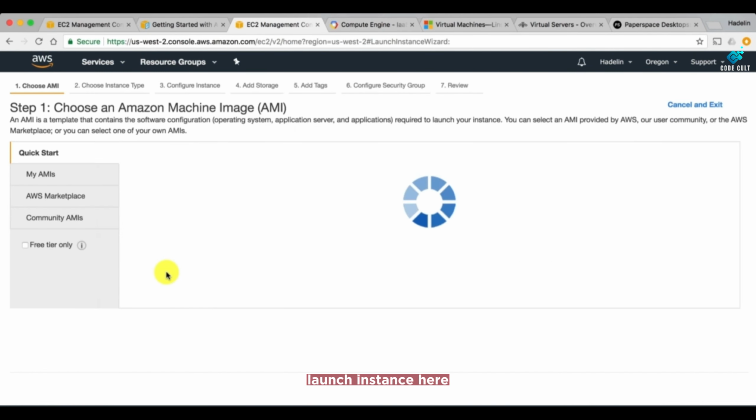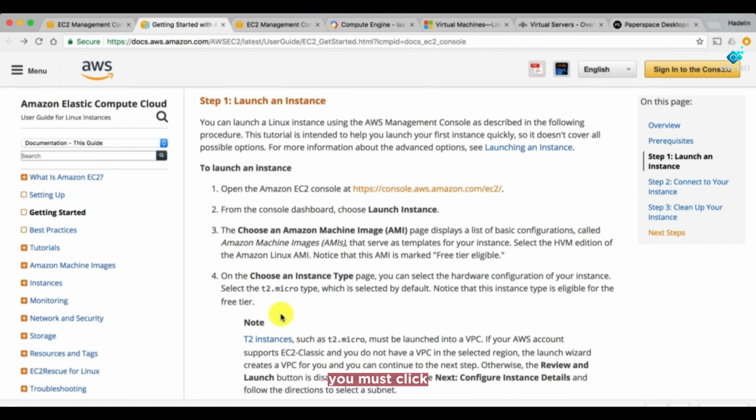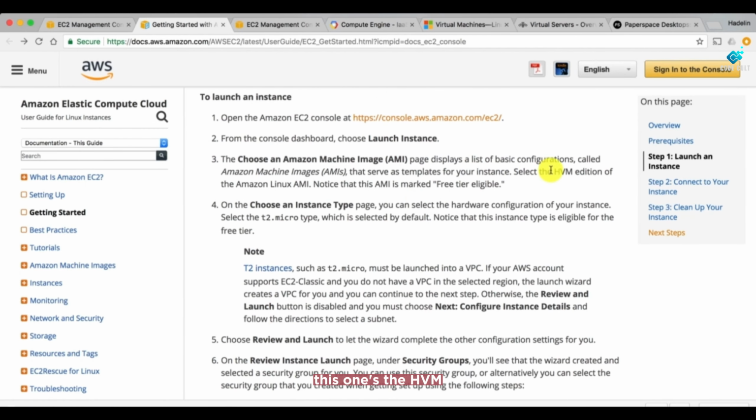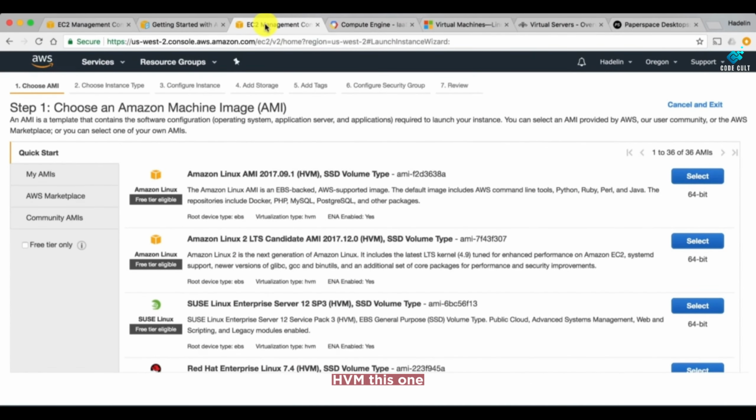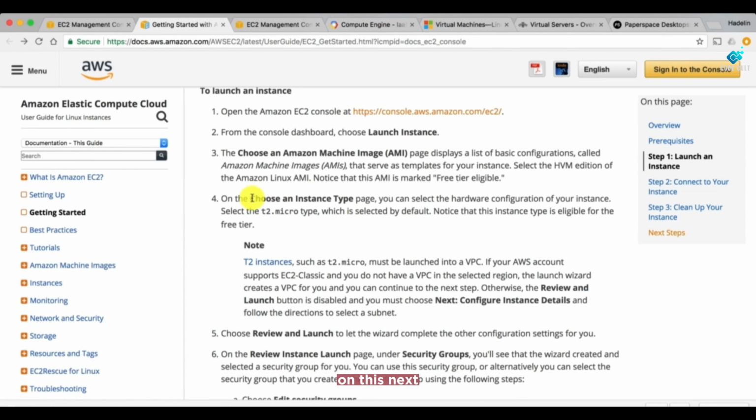If we click on launch instance here, these are Amazon machine images. And they tell you, as I said, the one you must click to get started with, which is this one, the HVM edition of the Amazon Linux AMI, and indeed it is marked as free tier eligible. So let's do this. HVM, this one, so that's the first one, and it is indeed free tier eligible. So we click on select, I guess that's what they say, and then on this next page, choose an instance type. You need to select the t2.micro type, so let's do this.